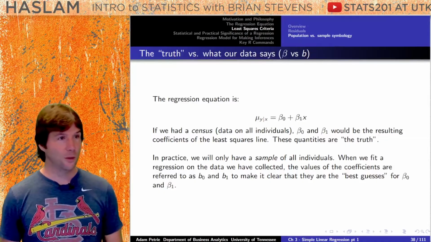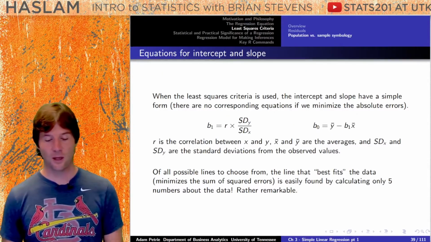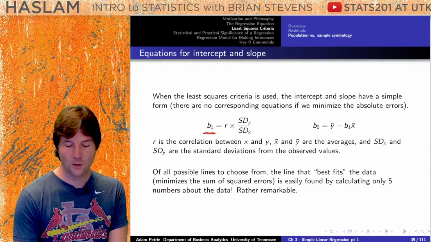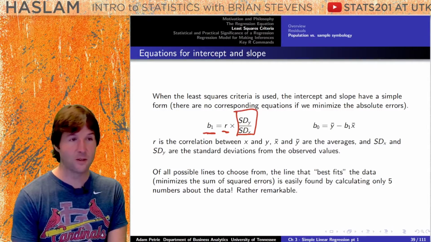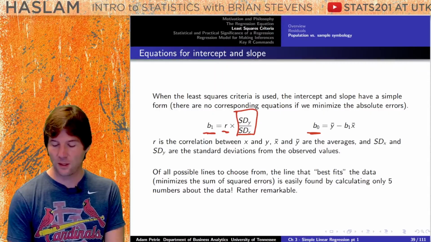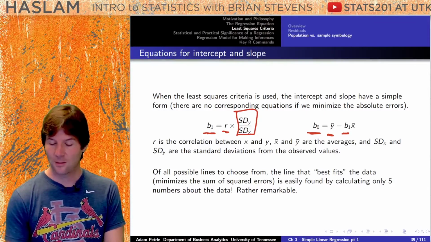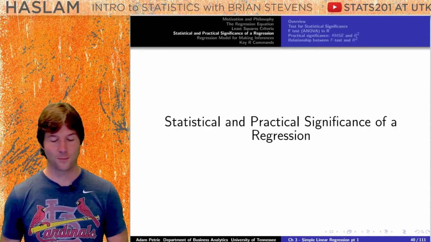And with this, we can use the equation right here to find out quantities like the slope and the intercept. So the slope right here is going to be the correlation times the standard deviation of y over the standard deviation of x. And the intercept is going to be the mean of y minus the slope times the mean of x. And that's how we can find those values if we're doing the equation.